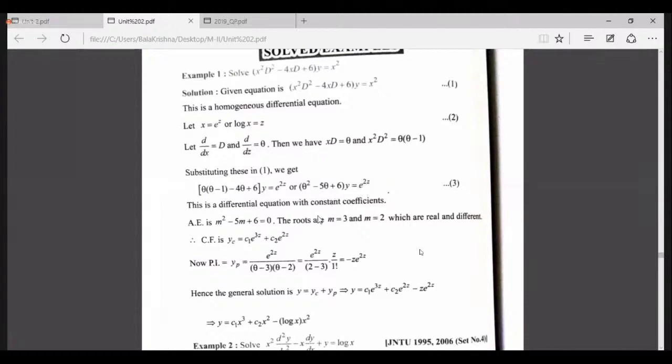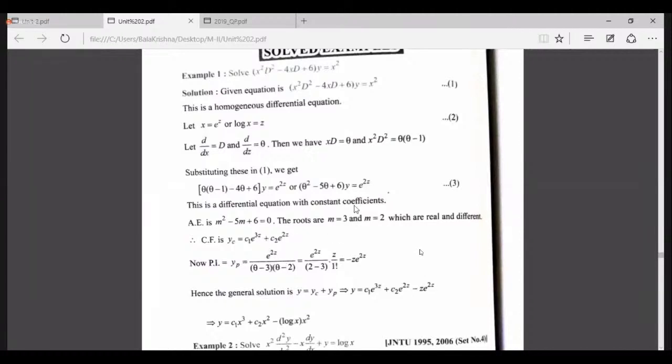And the complementary function, as usual, is found by solving its auxiliary equation. The roots are here 2 and 3, real and distinct. So c1 e power 3z. One point you need to remember: as the independent variable here is z, you should write c1 e power 3z, not x. Many students will make the mistake of writing x over here. So for this equation you are solving, the independent variable is z, so you should write in terms of z.